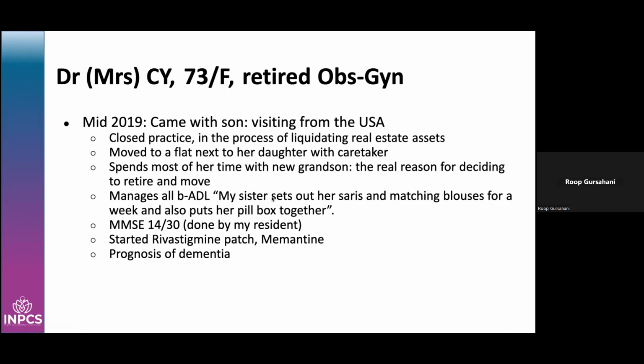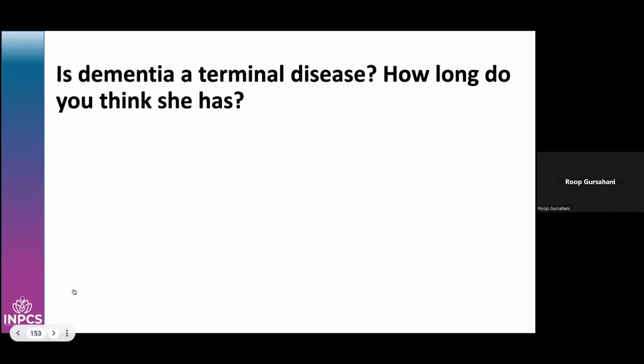But she could no longer choose her saris. So her saris and matching blouses would be set out by her daughter, and the daughter would also put the pillbox together, and her dementia had worsened. So we started her on treatment for this. And there comes the question of the prognosis of dementia.